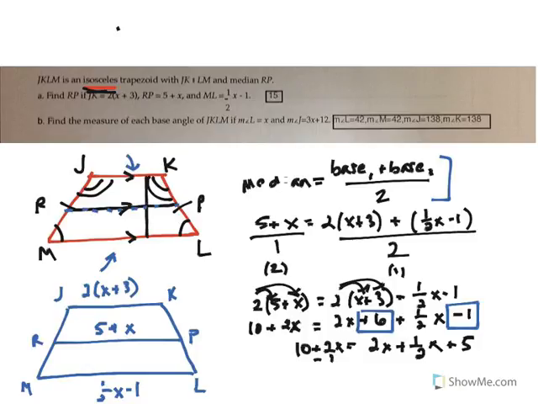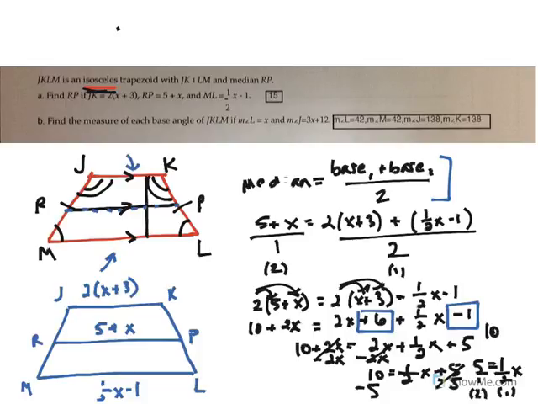So now we get minus 2x here, minus 2x here. Those 2 x's cancel. We get 10 equals 1/2 x plus 5. I move this 5 over, minus 5. I get 5 equals 1/2 x. I need to put this 1 over 1. I do 2 here, 1 here. I get 10 equals x. Are they asking me to just find x? No, they say I need to find RP.